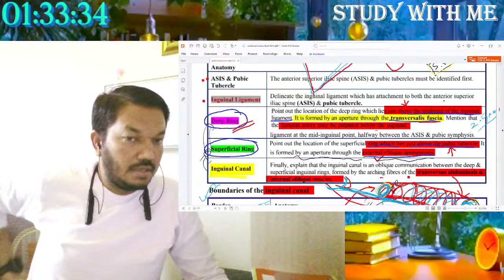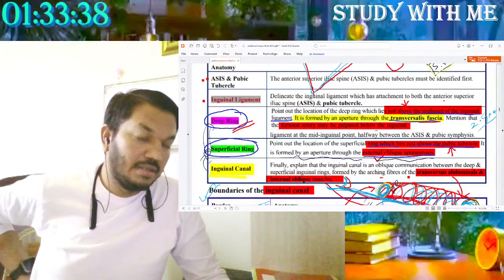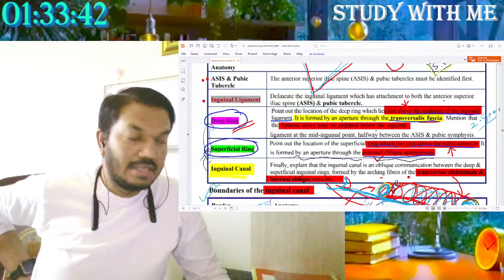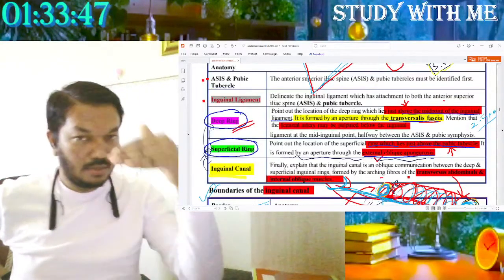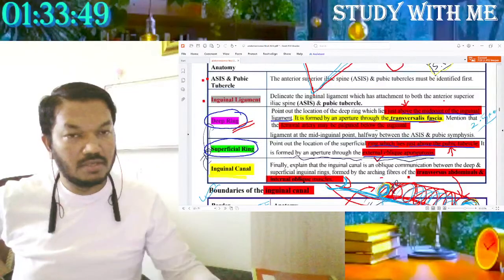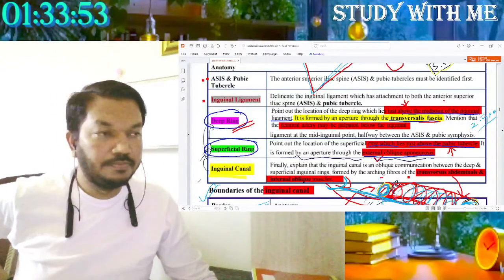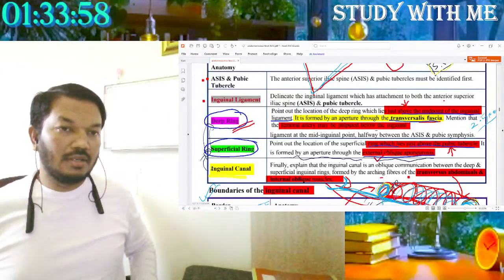Because above the inguinal ligament, it will be external iliac. Remember external iliac? When it crosses the inguinal ligament, then it becomes the femoral artery. That's why at this point, you can palpate the femoral artery. When you do femoral catheterization, this is a landmark.